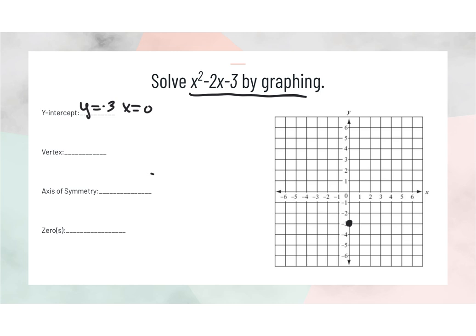The axis of symmetry is negative b over 2 times a. So this would be a, this would be b, this would be c. A would be 1, b is -2, c is -3. That's just the coefficients, the numbers in front. So it's going to be -(-2) over 2 times 1. That'll cancel out, 2 over 2 is going to equal 1. So my axis of symmetry is where x equals 1, right here.